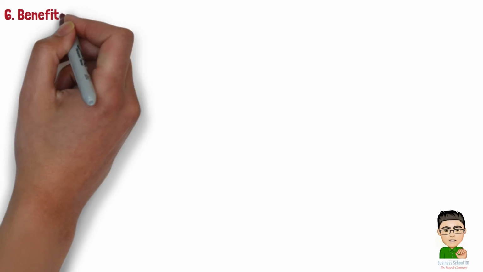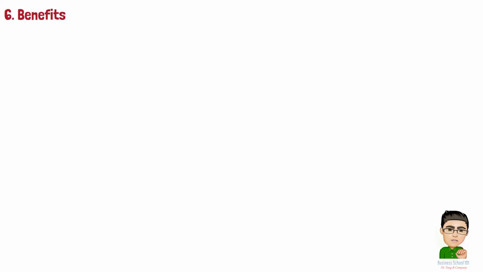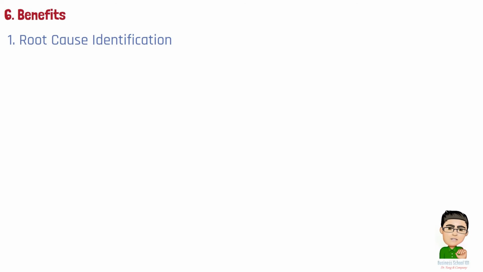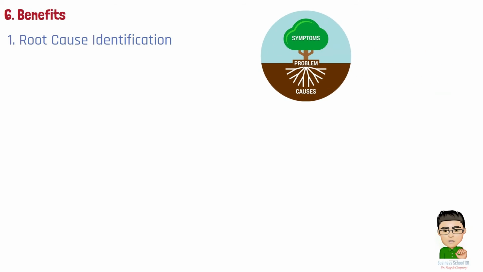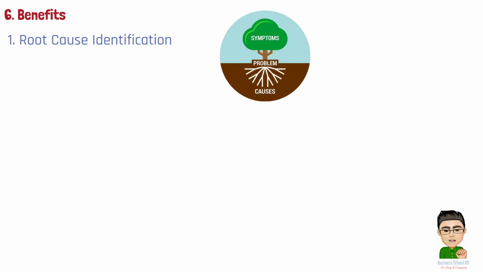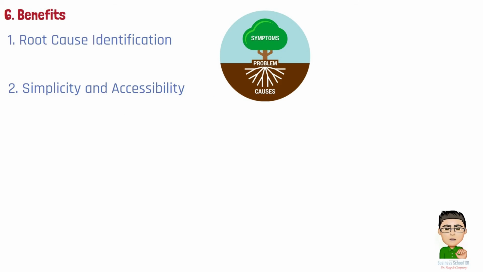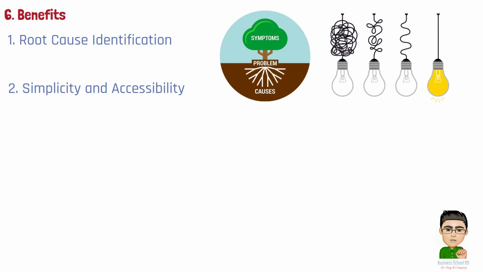Section 6. Benefits. Here are the major benefits of the 5 Whys tool. Number 1. Root cause identification. The primary benefit of the 5 Whys is its ability to dig deep and identify the root cause of a problem. It goes beyond addressing symptoms, helping organizations tackle underlying issues. Number 2. Simplicity and accessibility. The tool is simple to understand and does not require advanced statistical or technical knowledge. This makes it accessible to individuals of all levels of an organization.